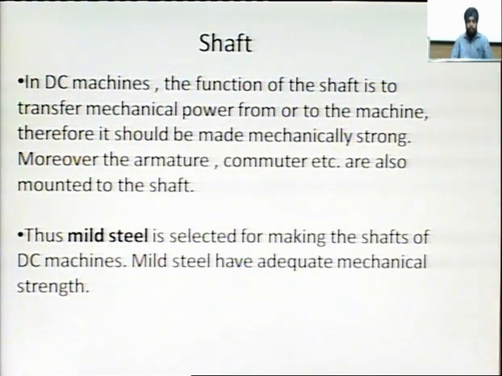Shaft. In a DC machine, the function of the shaft is to transfer mechanical power from the motor to the machine, therefore it should be made mechanically strong. Moreover, the armature, commutator, etc. are also mounted on the shaft. So mild steel is selected for making the shaft of a DC machine. Mild steel has adequate mechanical strength. So the material having adequate mechanical strength should be chosen for the shaft.